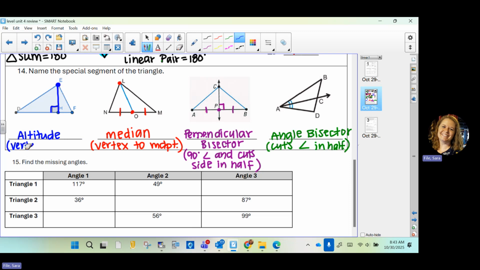So vertex to the opposite side. Why does it keep erasing? At a 90-degree angle. Now, saying that, didn't this perpendicular bisector in this example also connect a vertex to the opposite side at a 90-degree angle? Mm-hmm. So this is technically also an altitude. So this one is both. So I'm going to put altitude also.